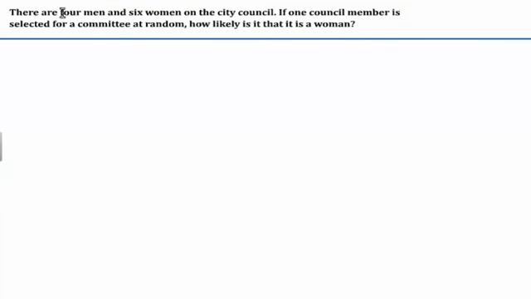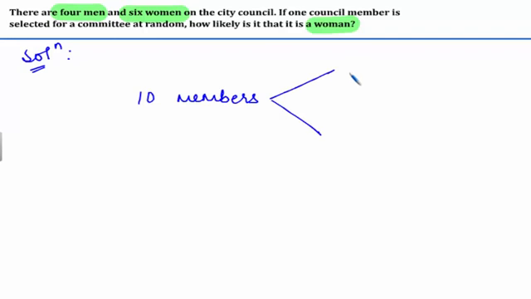This question says that there are 4 men and 6 women on a city council. If one council member is selected for a committee at random, how likely is it that it is a woman? Let's begin with the solution. And we are given that there are 10 members in the city council, out of which 4 are men and 6 are women. We have to find the probability that if one council member is selected for the committee at random, then it is a woman.